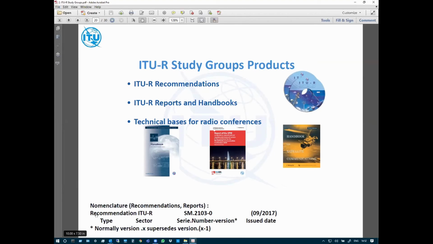We indicate whether we are dealing with a recommendation, a report, or a resolution. Then we indicate the sector: ITU-R, ITU-D, ITU-T. In our case, we have ITU-R. Then we have the series, which I'm going to explain later, basically to define the topic of that product. We have a dot, and we indicate the year of the publication and the edition, the version.